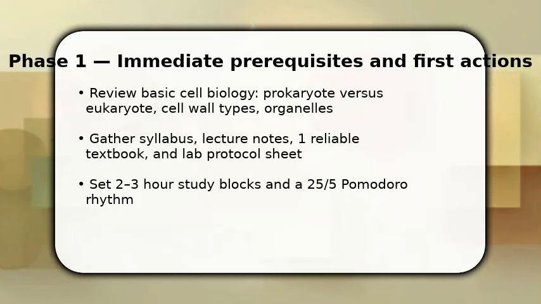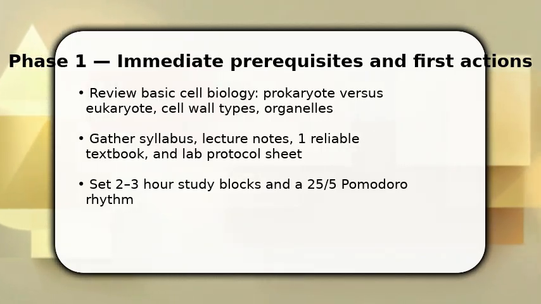You begin by locking down the essentials. Know the cell types, molecular basics, and lab safety. Once you have the syllabus and one reliable textbook, map topics to lectures and lab sessions so you study in sequence. Make sure to block 2 3-hour focus sessions with 25/5 Pomodoro intervals. This trains recall and prevents fatigue.